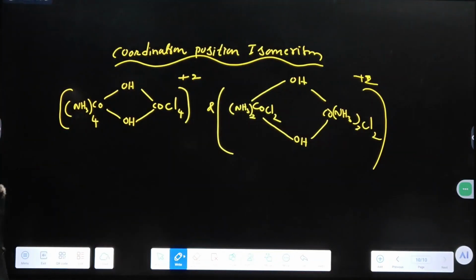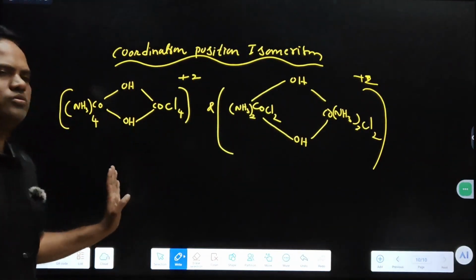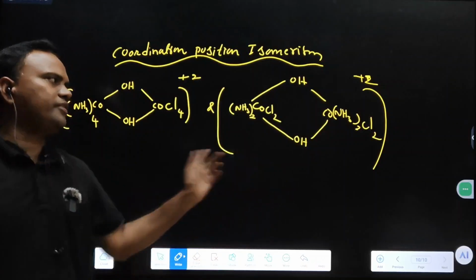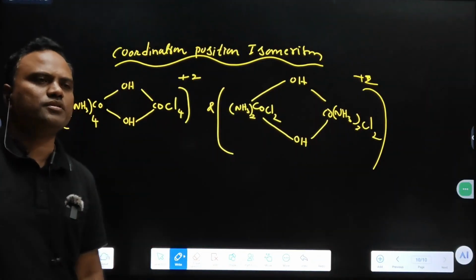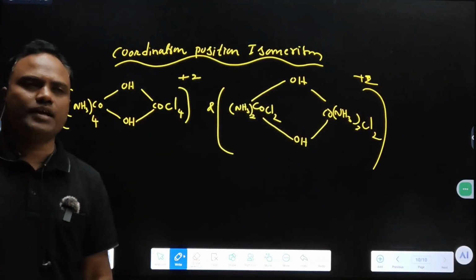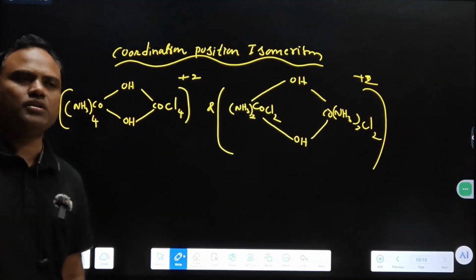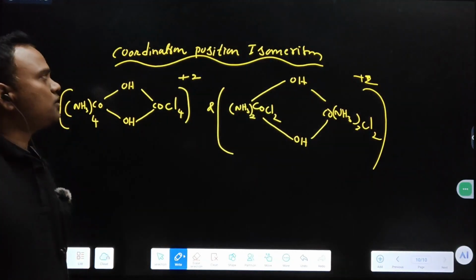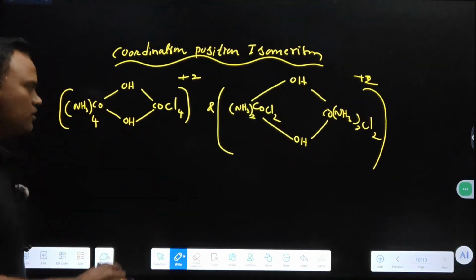Coordination position. In between these two, what is the difference? Tell me. Both are having the same formula, but what is the difference? How can we say the difference? Position of ligands is different within the coordination sphere. That is called coordination position isomerism.